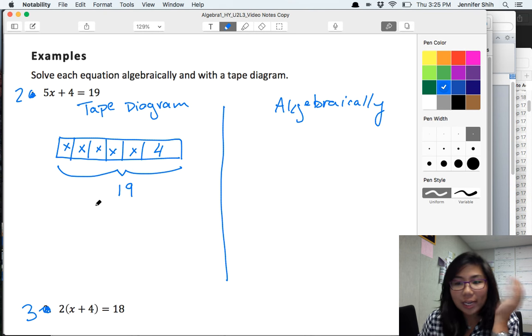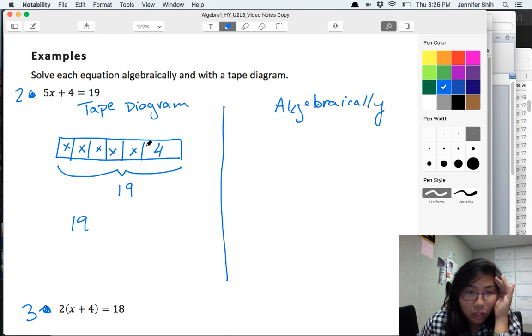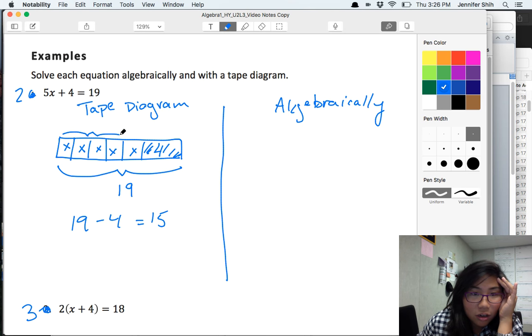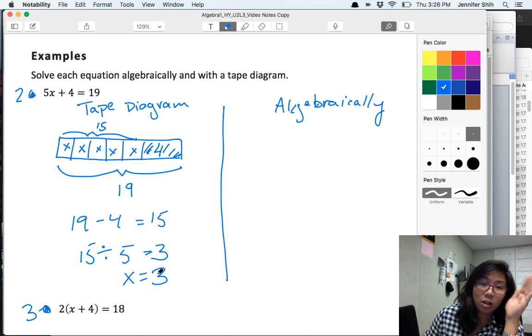So you think to yourself, how can you logically solve this without doing algebra? Out of 19 things, there's 4 that you can get rid of, because we're trying to solve for x. So minus 4, that'll give us 15. So what's left is 15, and then there's 5 x's. Well, we need to divide 15 into 5 groups in order to solve for x. So without doing algebra, we have just logically shown that x is equal to 3.